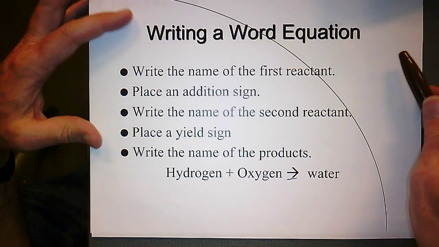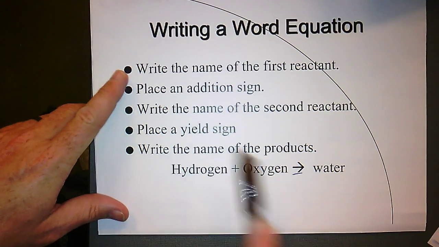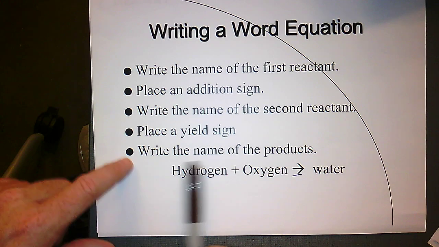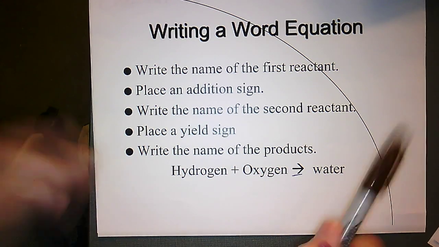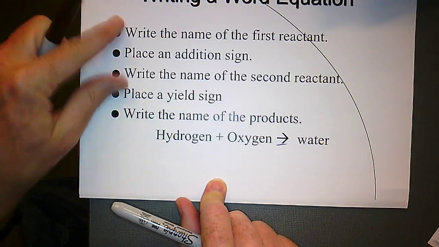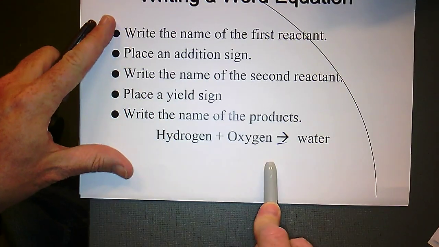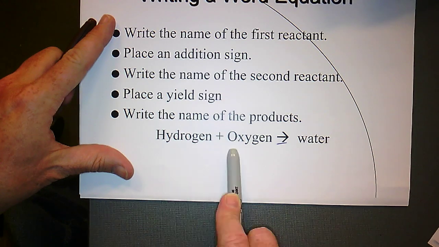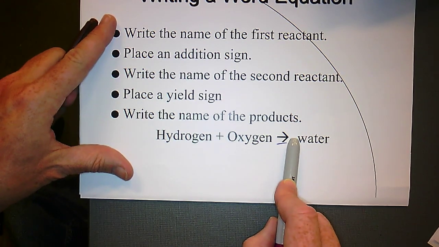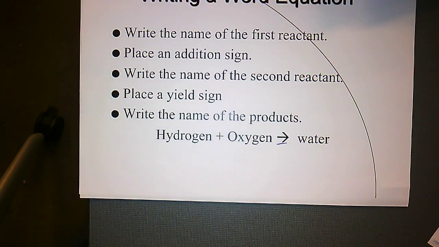All right. Now, do not write down all of this information. I've got it on here so I don't forget to say it. But what I want you to do is, this is an example of a word equation. So, you would write the first reactant, put an addition sign, write the second, place a yield sign, and then write the name of the products. If there's more than one product, put addition signs between them. Okay? You don't have to write all that down. This is an example of a word equation. Hydrogen plus oxygen, and then the arrow is the yield sign, and it yields water.